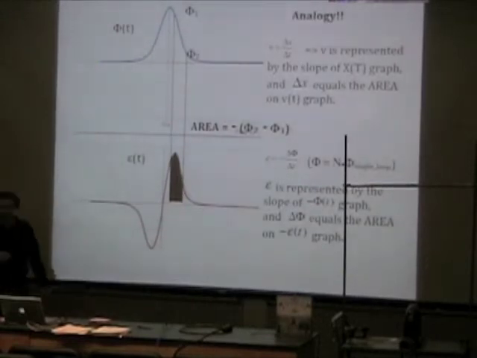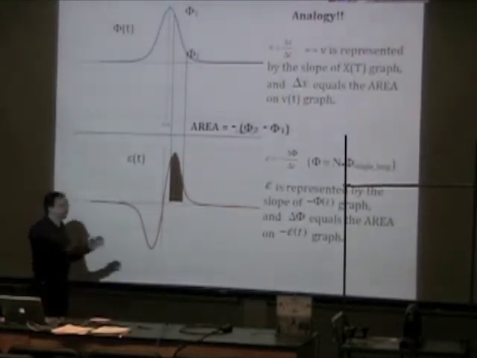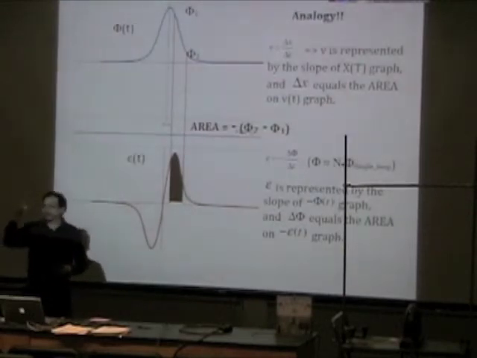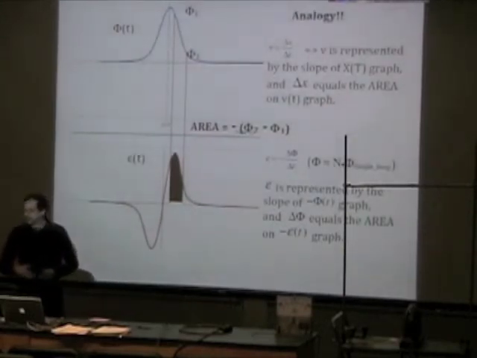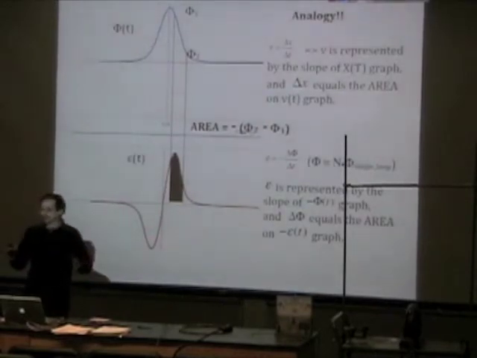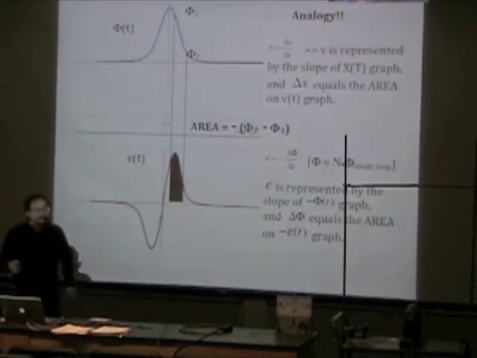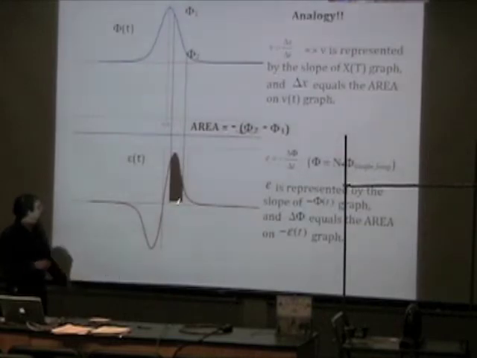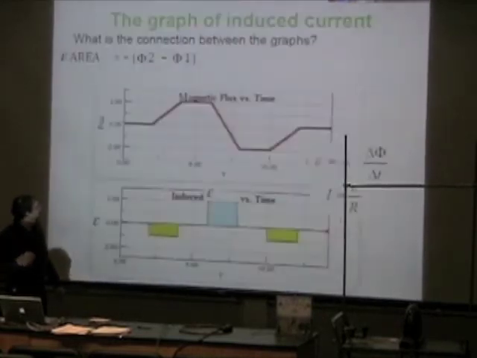So again, the shape, of course, might change. The magnet is actually falling faster and faster, so this graph should not be symmetrical in your lab. However, the areas should be equal.